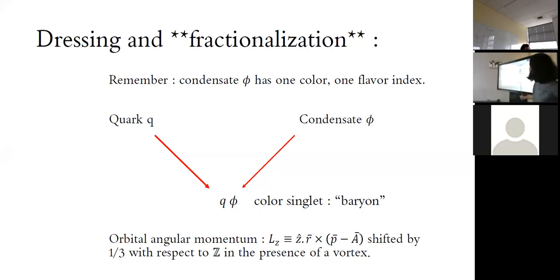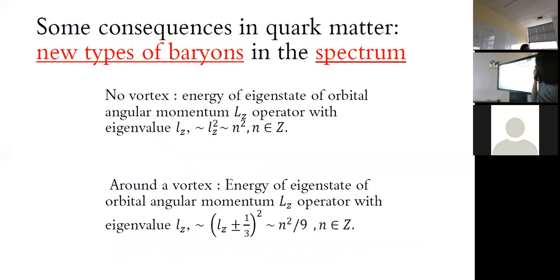One way to make them is the following: take a probe quark, which has a single color and a single flavor index, and combine it with a condensate, which also has a single color and a single flavor index. Contract the indices, and you get a color singlet baryon, which is a nucleon. So this is a 2 quark object, that's a single quark object. So the whole thing has 3 quarks. Now, what do I mean by fractional orbital angular momentum? So this is what I mean.